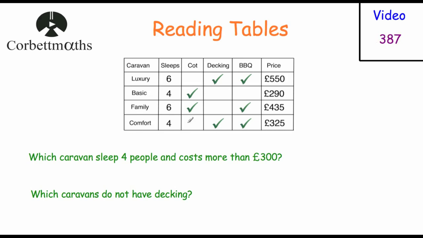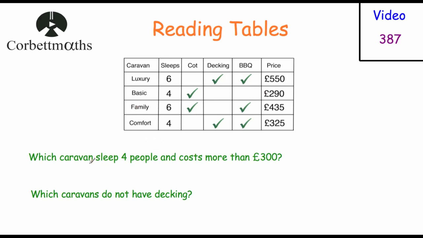So here we've got a table and we've got some caravans, a luxury one, a basic one, a family one, and a comfort one. And it tells you how many people they sleep. So the luxury sleeps 6, the basic 4, the family one 6, and the comfort one 4. So it then tells us which caravans have cots in them, so the basic and the family one. It tells us which ones have decking, so the luxury and the comfort. And it tells us which ones have barbecues, so the luxury, the family, and the comfort. And then we're given the price to hire that caravan.